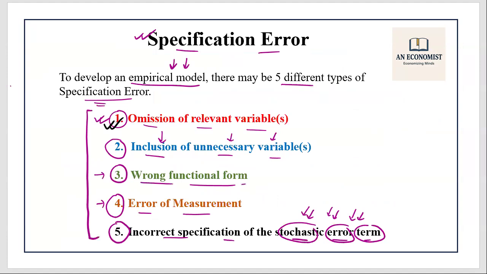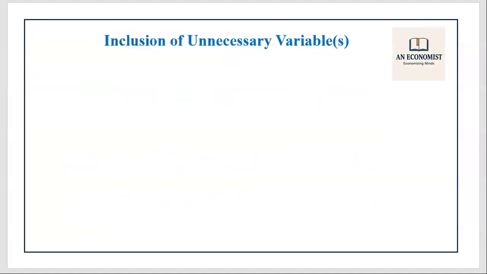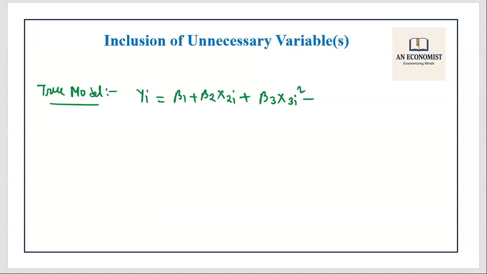Now see the second type, which is the inclusion of unnecessary variables. Again, you will define a true model. Suppose the true model is just the same as this. We are not changing the true model. So let me again write the same model that we considered before: y_i equals beta 1 plus beta 2 x2i plus beta 3 x3i square plus beta 4 x4i cube plus ui. So again, this is the original model, exactly the same model that we have considered before.